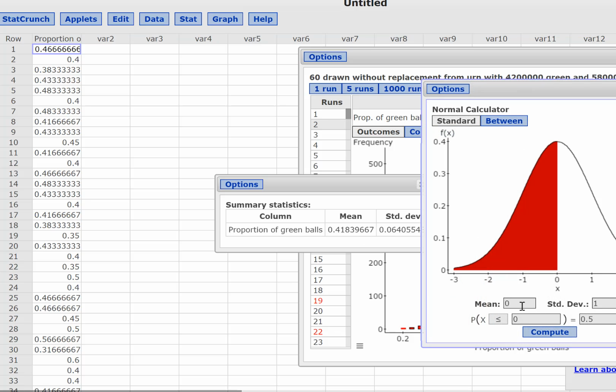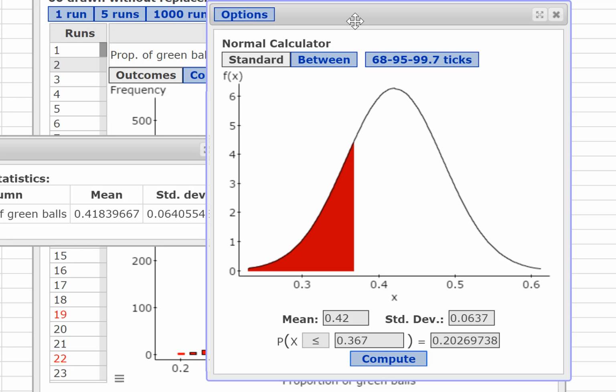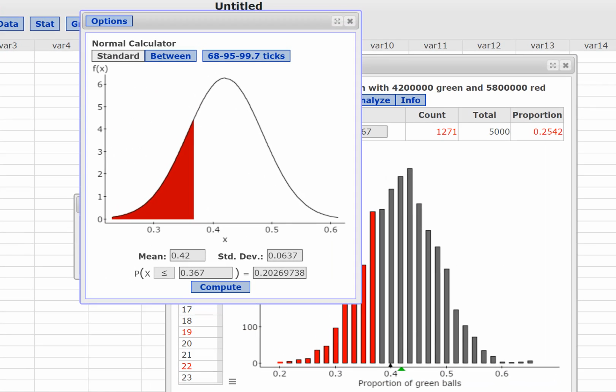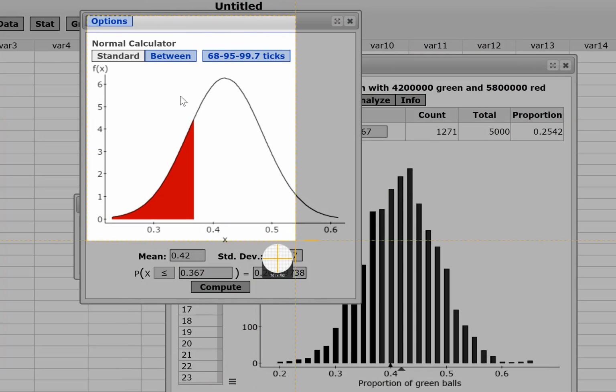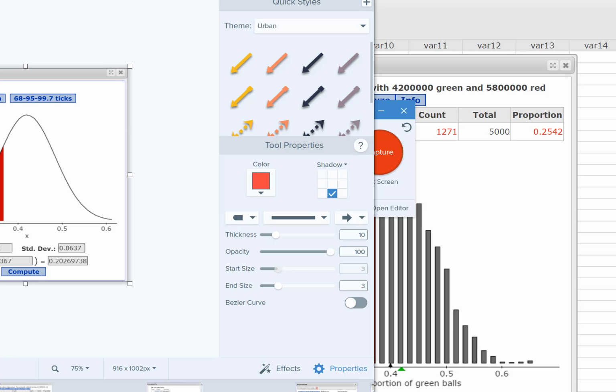Normal. The mean is 0.42. The standard deviation was 0.0637. And we want to know the probability of getting a sample proportion of 0.367 or less. Click compute, and what do we get? We get 0.2027-ish, which is close to what we got from the simulation.